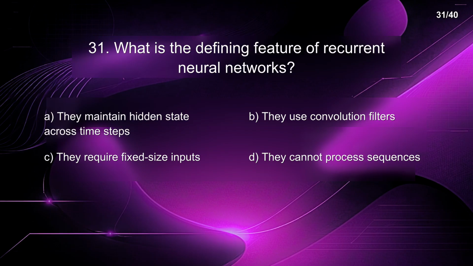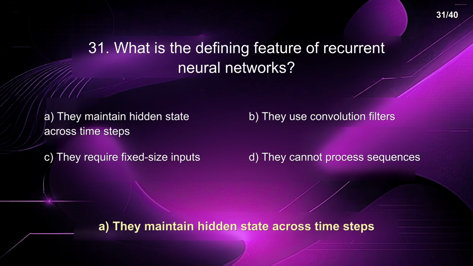31st question. What is the defining feature of recurrent neural networks? A. They maintain hidden state across time steps. B. They use convolution filters. C. They require fixed size inputs. D. They cannot process sequences. Correct answer is A. They maintain hidden state across time steps.